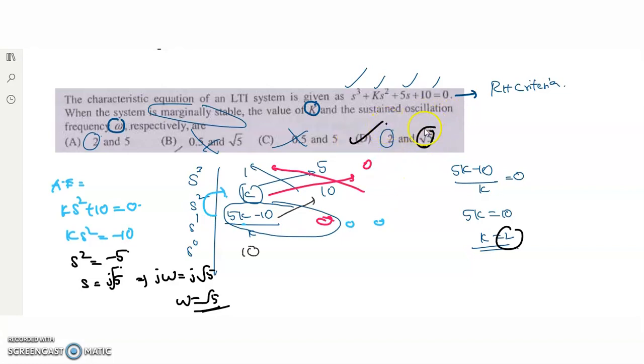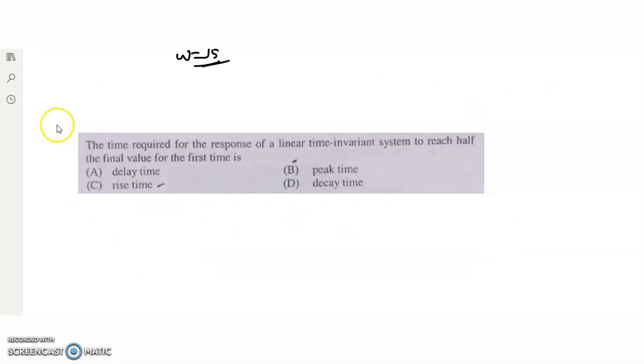That means option D can be taken as a correct answer. Fine. So that is how we are going to solve this problem with the help of the RH criteria. And now, coming to the second question: the time required for the response of a linear time variant system to reach half the final value for the first time is.